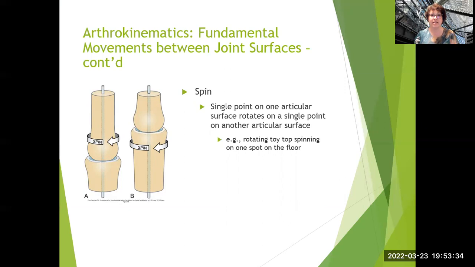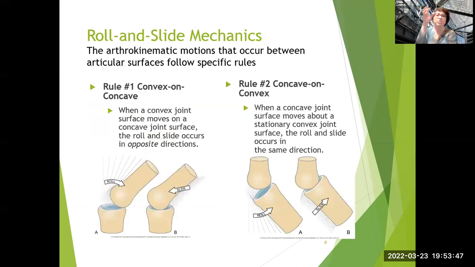And so why do we care, right? We care because we want our movements to promote joint stability and joint congruity. The arthrokinematic motions that occur between articular surfaces follow specific rules to promote that stability. The first rule is convex-on-concave. A good example is the condyles of the femur rotating on the tibial plateau.